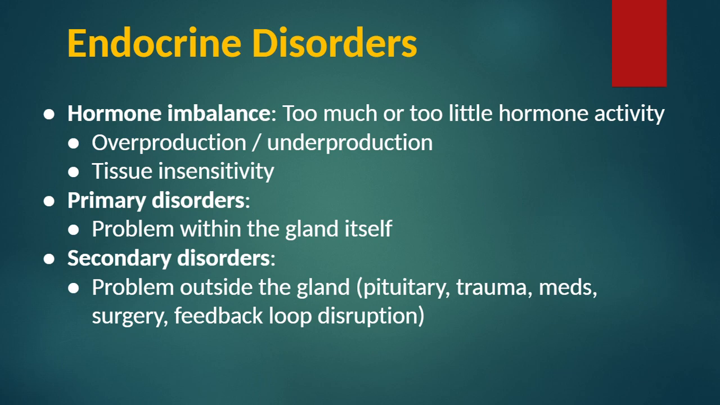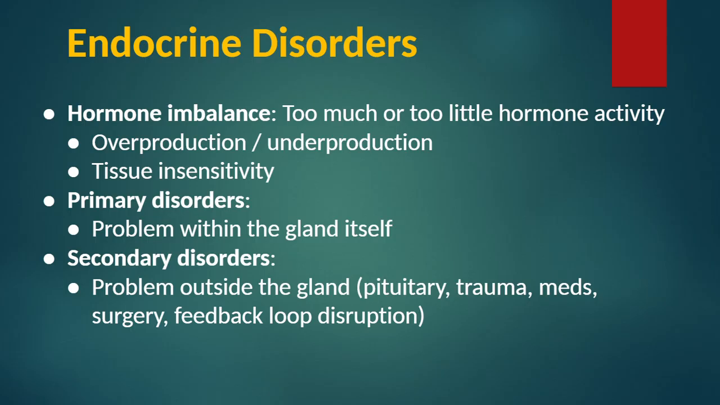A secondary disorder, however, is caused by something outside the gland, such as a problem in the pituitary gland, which normally controls many other glands, or due to factors like medications, trauma, or surgery. For example, removing the pituitary gland or damage from head trauma can disrupt hormonal signals to other glands.